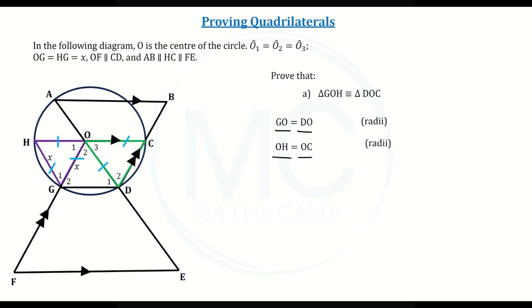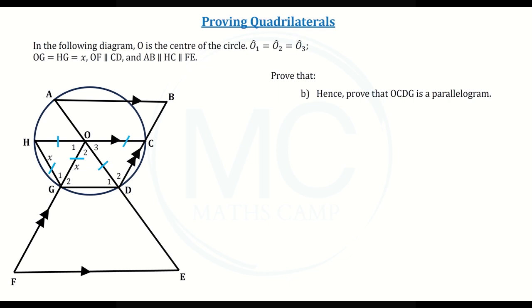We need to show that these two angles are equal, but the question tells us that angle O1 is equal to O2, which is equal to O3. So we know that angle O1 is equal to angle O3 because this information has been given to us in the question. Now we have two pairs of corresponding sides that are equal and an included angle. So now we've proven that triangle GOH is congruent to triangle DOC, and we use SAS for side, angle, side.